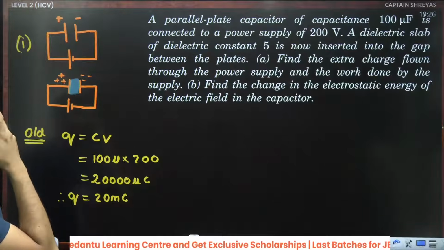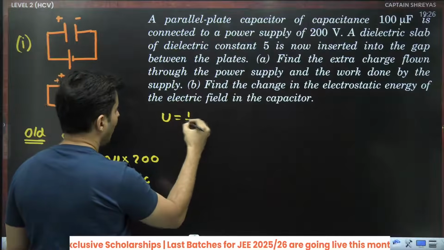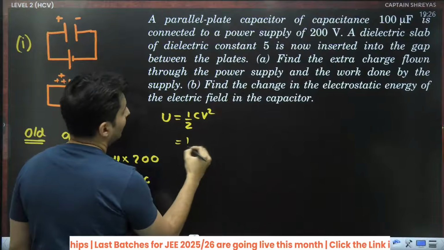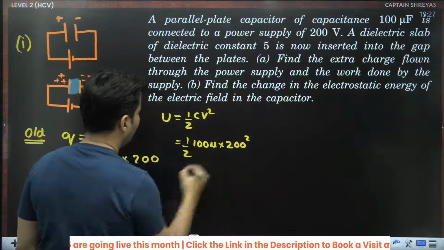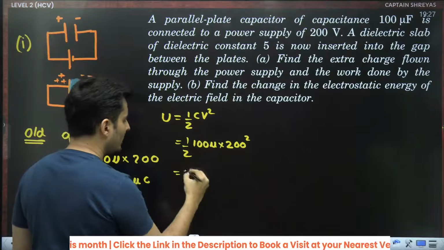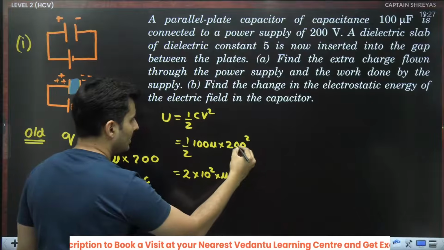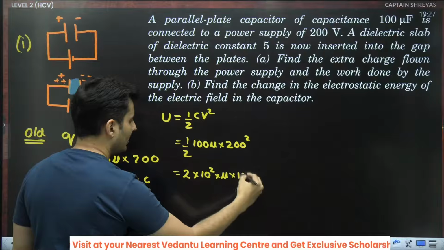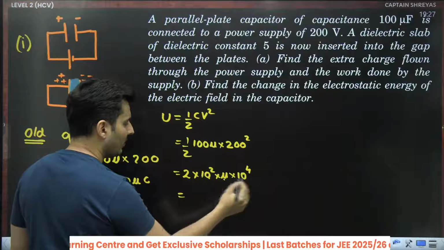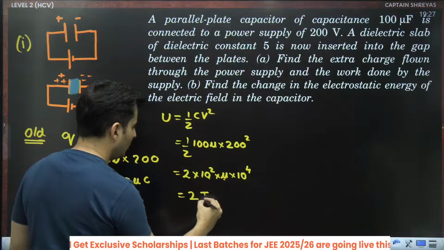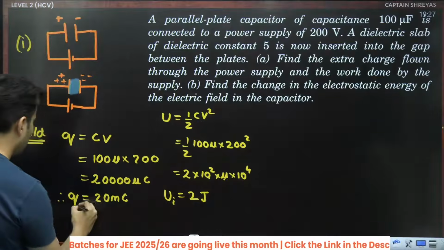Now find the extra charge, and find the change in the electrostatic energy. What is the original energy? Original energy will be half CV square, capacitance being 100 micro, voltage being 200 square. 2 square is 4, 4 by 2 is 2 into 100, which is 10 to the power 2 into micro into 10 raised to 4. So this will become 10 raised to 6, and this is 10 raised to minus 6 because it is micro. So it will just become 2 joules. Perfect. So this is the initial energy.